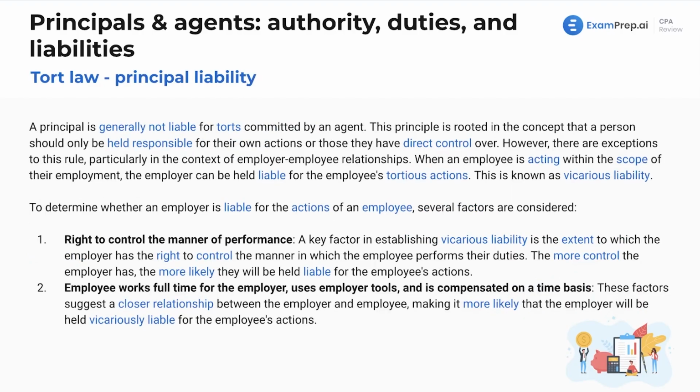Now let's talk more about principal liability under tort law. I mean, we're talking a lot of examples, a lot of different things. Make sure you're knowing all this. You're having a great time. We're becoming law experts ourselves.